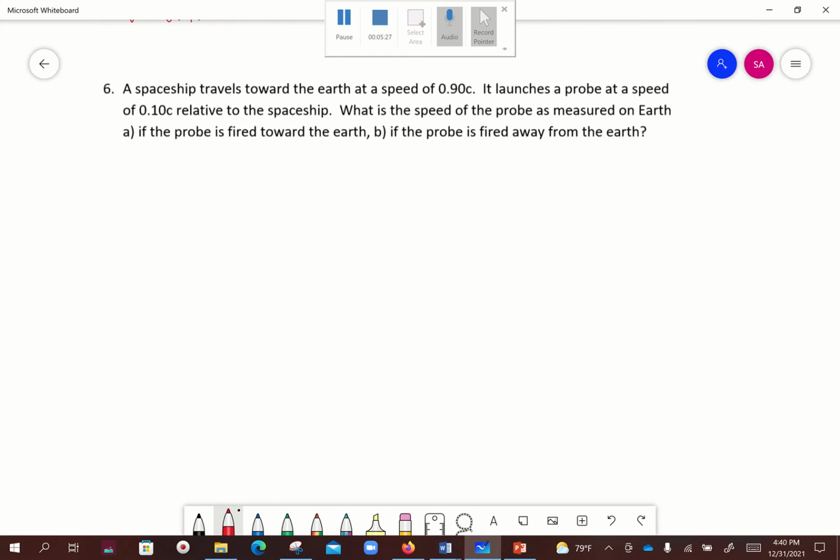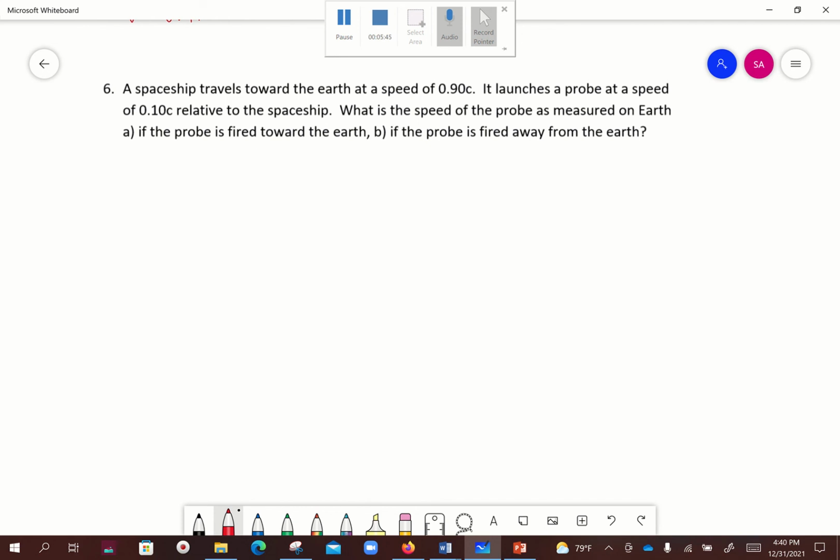Okay, so the last problem is going to be one with velocity addition. So velocity addition, we know that when we have things traveling at relative speeds, we can never have two numbers add up together to give us greater than or equal to the speed of light. Nothing can travel faster than the speed of light.